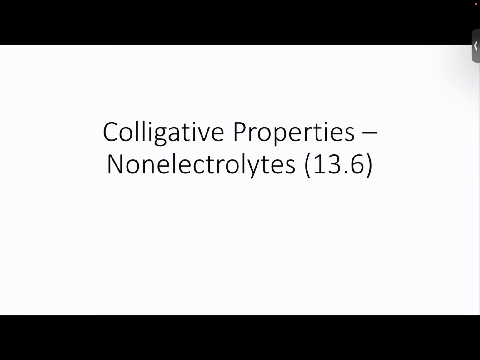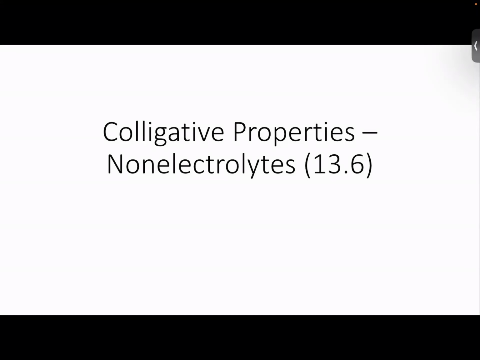So again, we're in chapter 13, which deals with solutions. And right now, we're going to be using some of that information that we went over on Thursday, which was the concentration units, and we're going to be applying them to colligative properties.